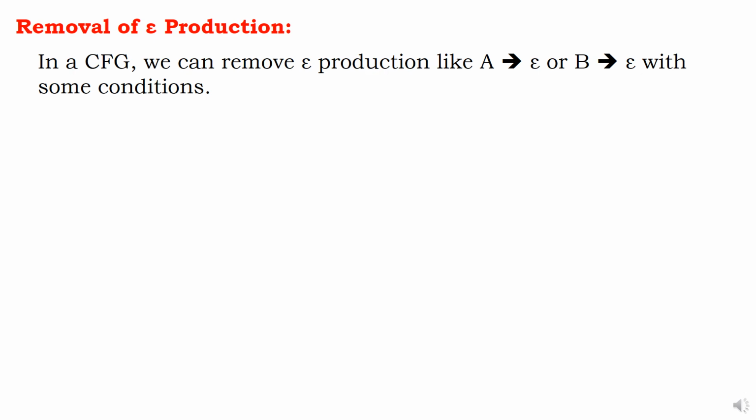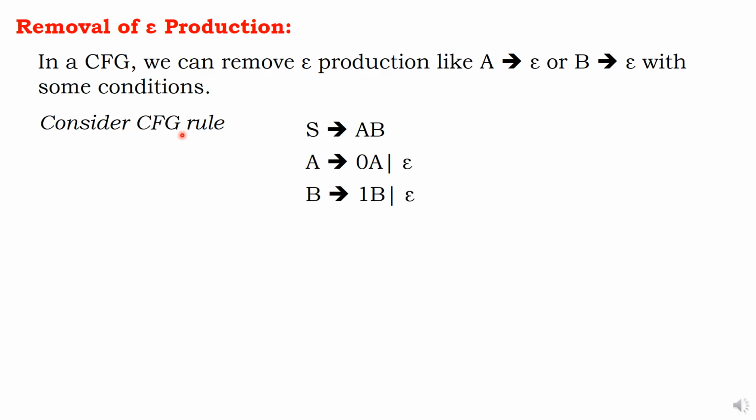What is removal of epsilon production? In context-free grammar, we can remove epsilon production. What is that epsilon production? A gives epsilon, B gives epsilon, like that, with some conditions. What are the conditions? If you consider this particular CFG rule, what is the substitution we are going to do? Just carefully see. It's one of the critical works.